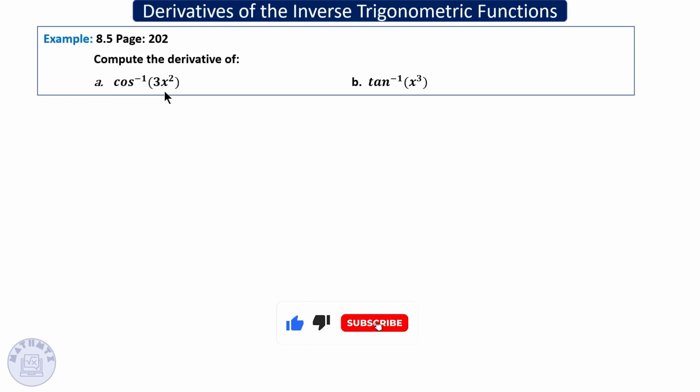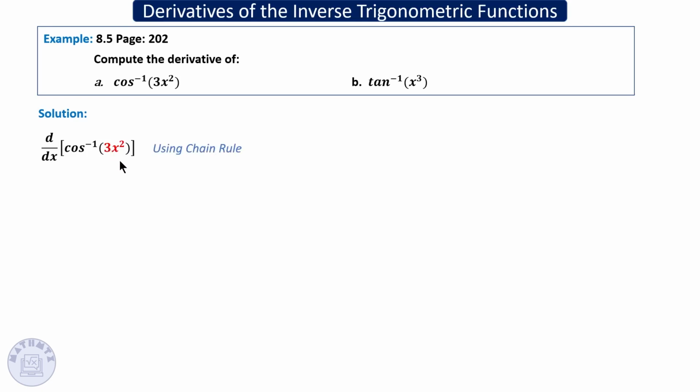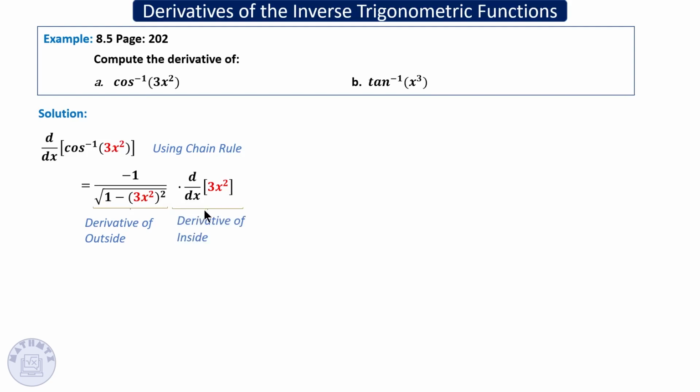Cosine inverse of 3x squared. With the first one, we need to find the derivative of cosine inverse of 3x squared. Using the formula, just like the chain rule, the derivative of the outside, which is negative 1 over the square root of 1 minus the angle squared, times the derivative of the inside, which is the angle itself. Now this can be simplified after we distribute the 2 inside: 9x to the power 4, times the derivative of what's inside, which is 6x. And this will be our final answer.